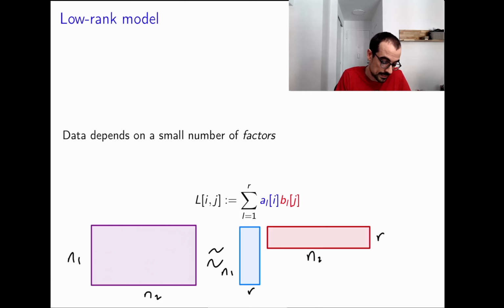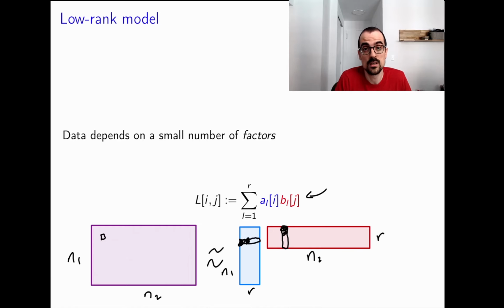Okay, if you look at a point here, it's going to be equal to the corresponding row here times the corresponding column here. This is exactly what this sum is doing. It's a linear combination of these r terms. Like this guy gets multiplied by this guy, it gets added to this guy multiplied by this guy, and so on and so forth.